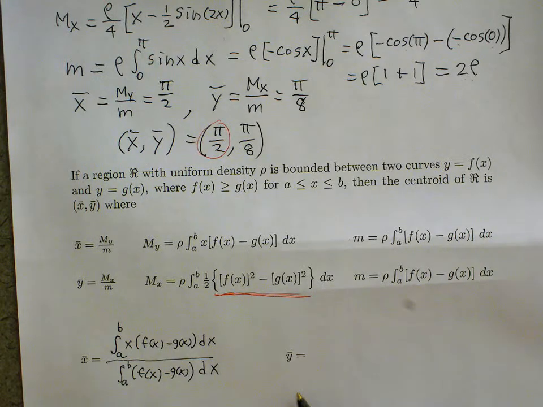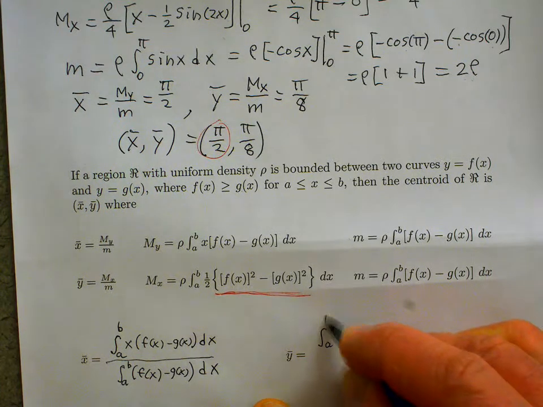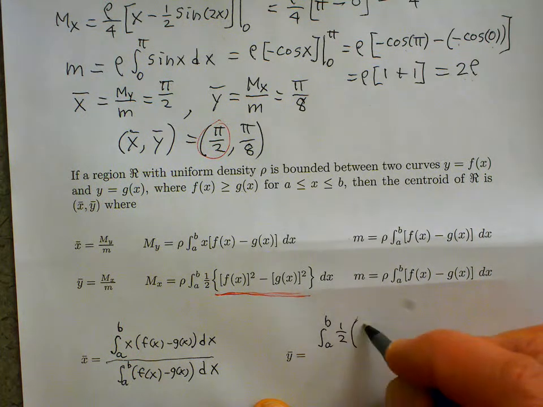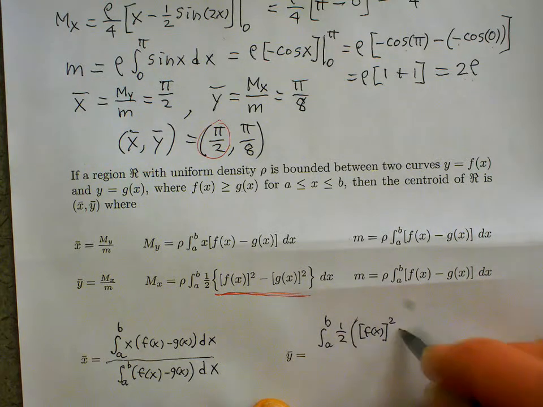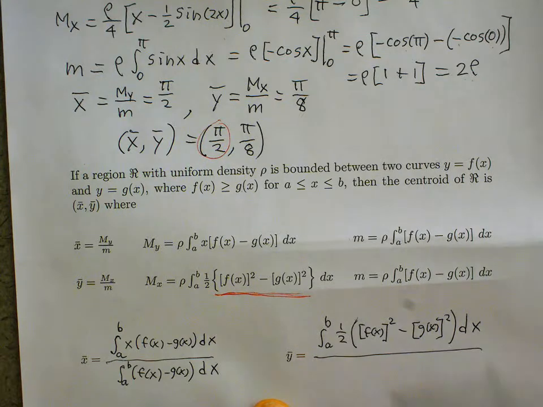And the y-coordinate of the centroid. So the rhos cancel again, so we get the definite integral from a to b of 1/2 times the quantity f of x squared minus g of x squared dx divided by the area of the region, definite integral from a to b of f of x minus g of x dx.